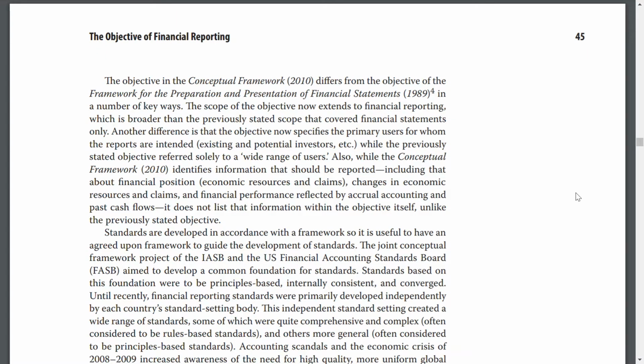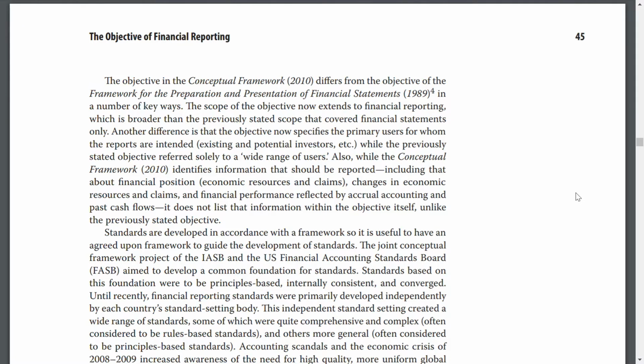The scope of the objective now extends to financial reporting, which is broader than the previously stated scope covering financial statements only. Another difference is that the objective now specifies the primary users for whom the reports are intended, while the previously stated objective referred solely to a wide range of users. Also, while the conceptual framework identifies information that should be reported, including that about financial position, economic resources and claims, changes in economic resources and claims, and financial performance reflected by accrual accounting and past cash flows, it does not list the information within the objective itself, unlike the previously stated objective.